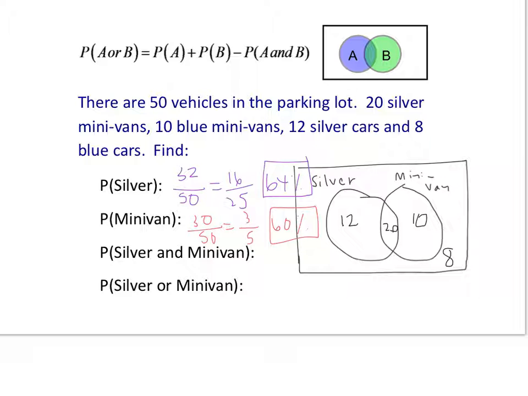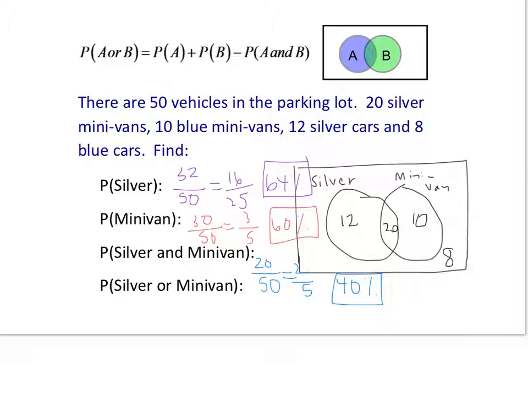The probability that we have silver and a minivan. So silver and a minivan would only be the number that's in both of the circles, which would be the 20. So 20 out of 50, which is also 2/5, which as a probability would be 40%.